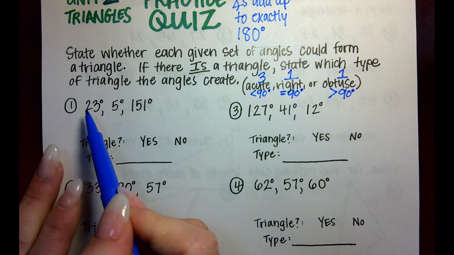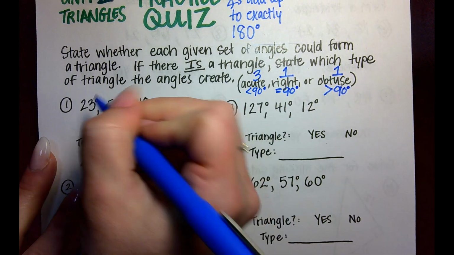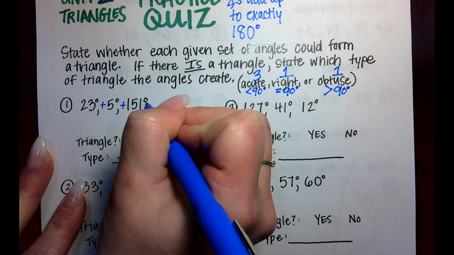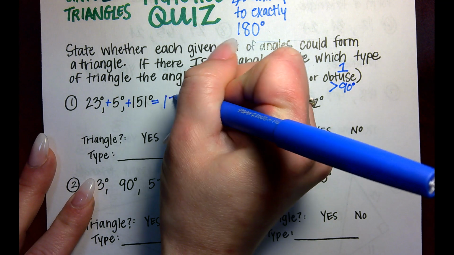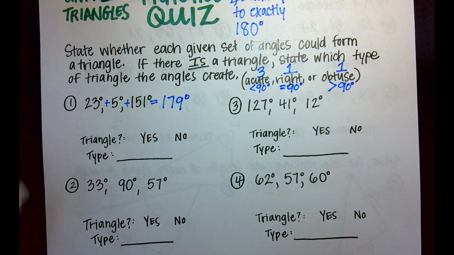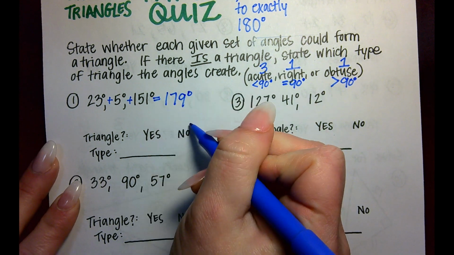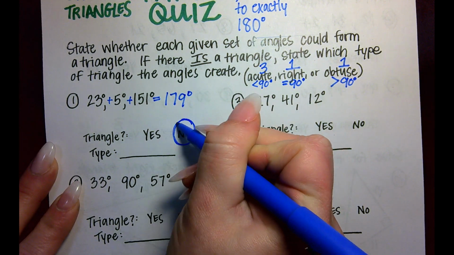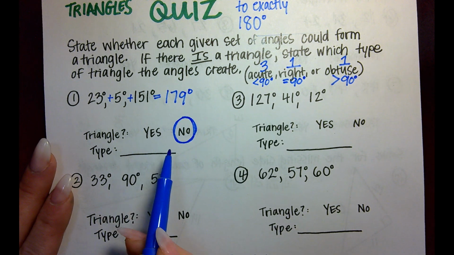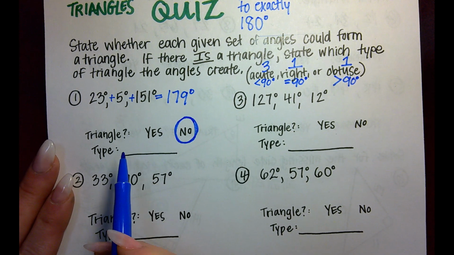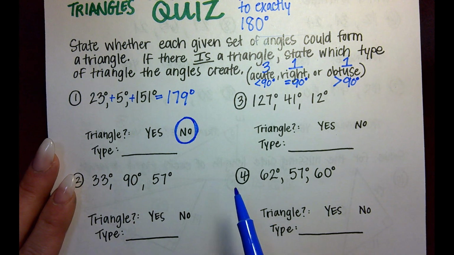What do you get when you add these three together? 23 plus 5 plus 151 equals? 179 degrees. Is that a triangle? Nope. We circled no. Now, if it's not a triangle, technically it doesn't have a type. But if it did have a type, what would we call it?